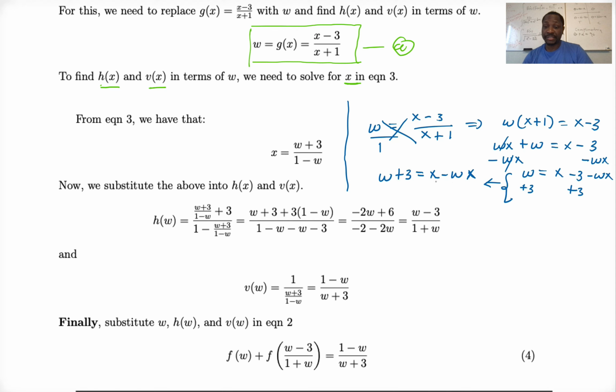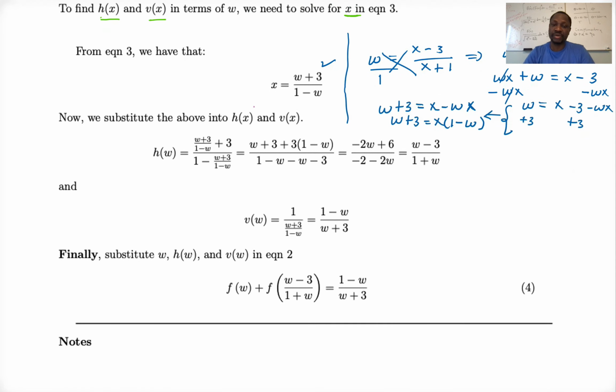Now, what that means is that if I factor x out, I'll have w plus 3 is equal to x into 1 minus w. So now I can divide both sides by 1 minus w, and that's how this was gotten. So having gotten the value of x from that substitution, you put it into h of x to get h in terms of w.